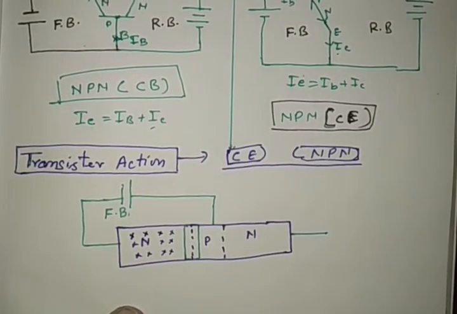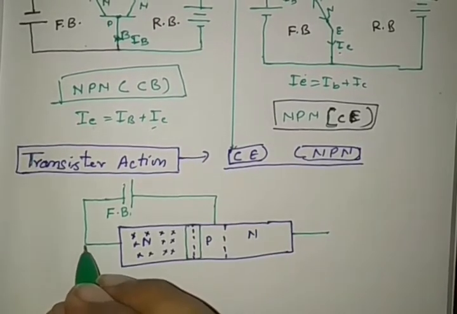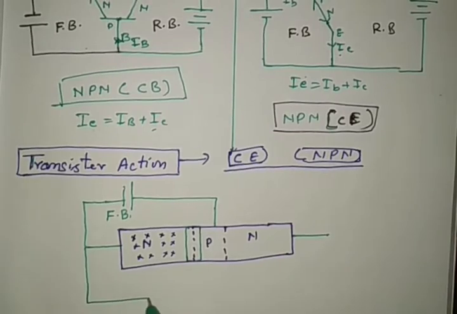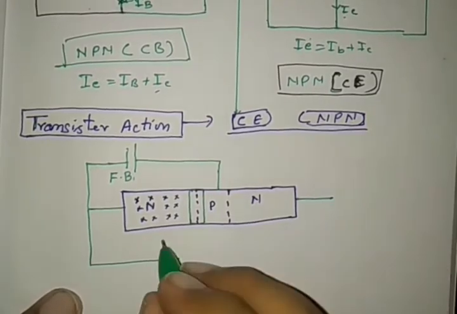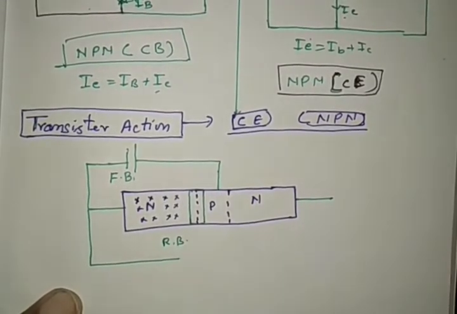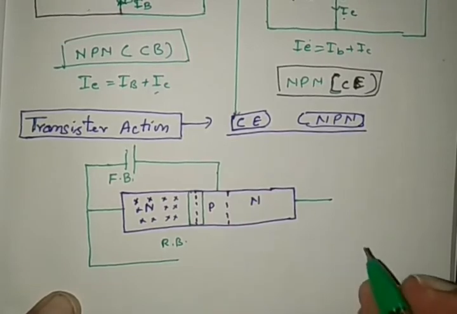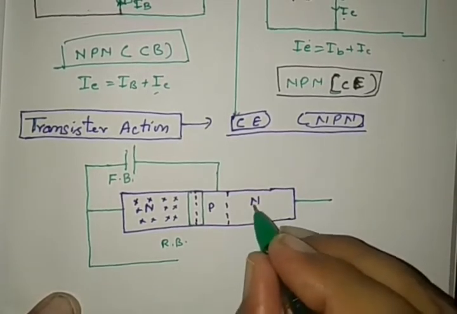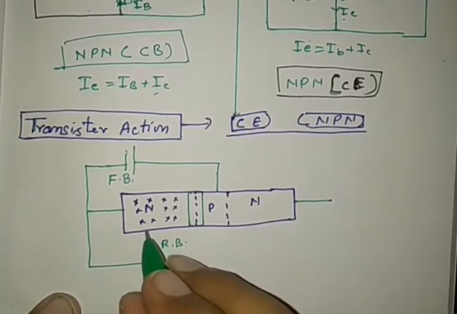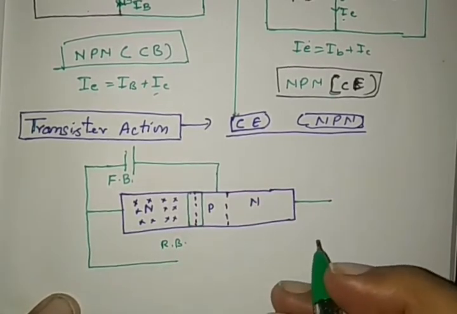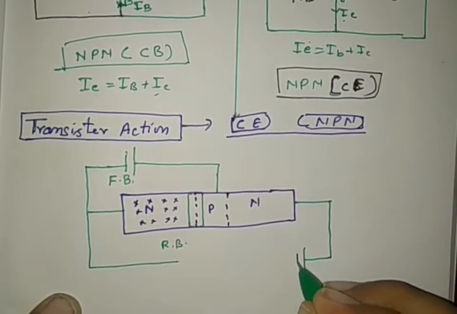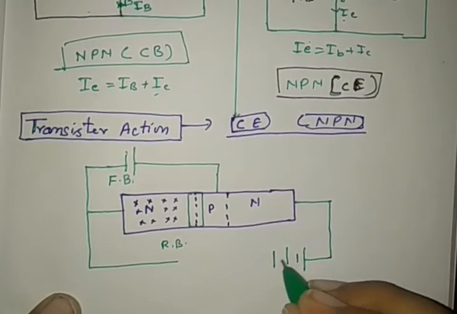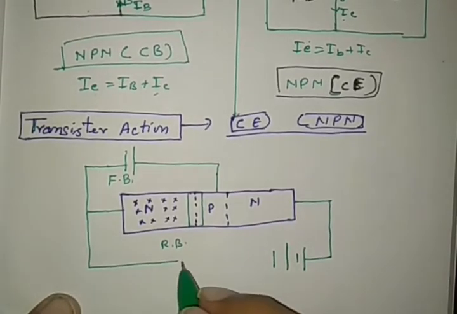Now the second diagram is for the output circuit. Here, see the output circuit between this. It is under reverse bias, right? So under reverse bias, see carefully. Reverse bias means negative is connected with a positive terminal, opposite.